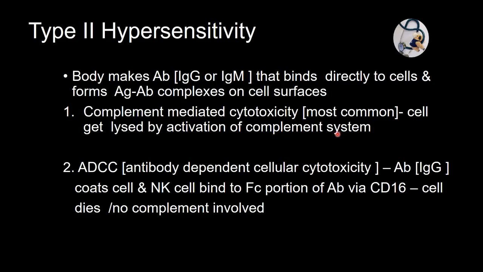Another mechanism is antibody dependent cellular cytotoxicity. Here the antibody which coats the cell on the surface is attacked, where the NK cell, that is the natural killer cell, binds to the Fc portion of this antibody via the CD16 and leads to cell lysis. There is no complement involvement in this.